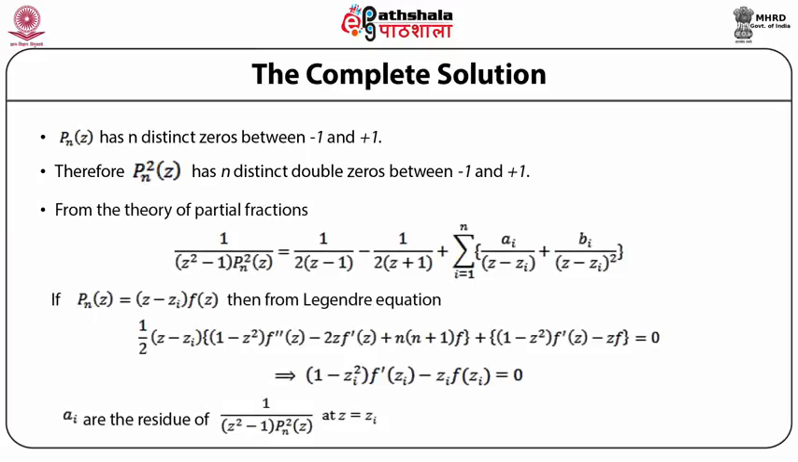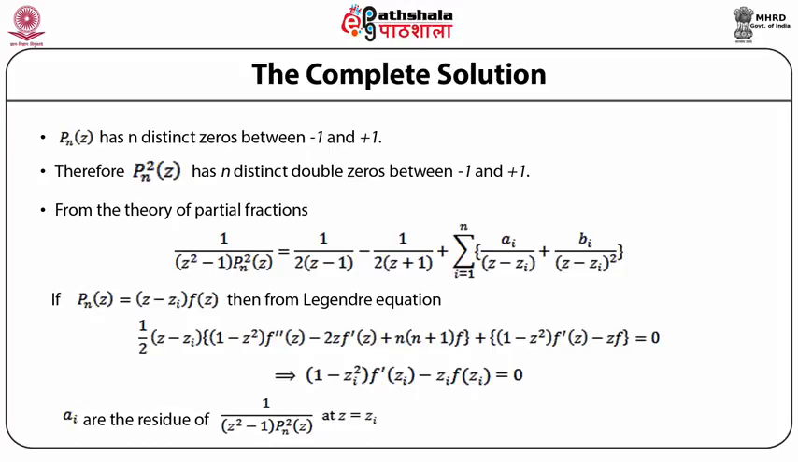From the theory of partial fractions, we can write the integrand 1 by (z square minus 1) into Pn square of z as equal to 1 divided by 2 into (z minus 1) minus 1 by 2 into (z plus 1) plus summation over i going from 1 to n of the terms ai by (z minus zi) plus bi by (z minus zi) square. Let us now write Pn of z is equal to (z minus zi) into f of z.